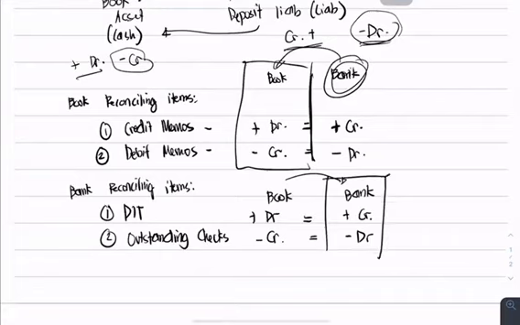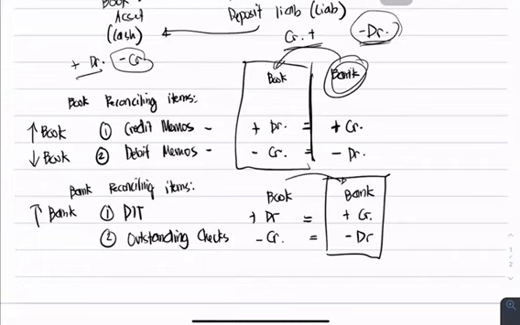So ito yung mga gagawin naman natin sa bank. So what is the effect of a credit memo? It increases the book. What is the effect of a debit memo? It decreases the book. What is the effect of a deposit in transit? It increases the bank balance. How about the outstanding check? It will decrease the bank balance.